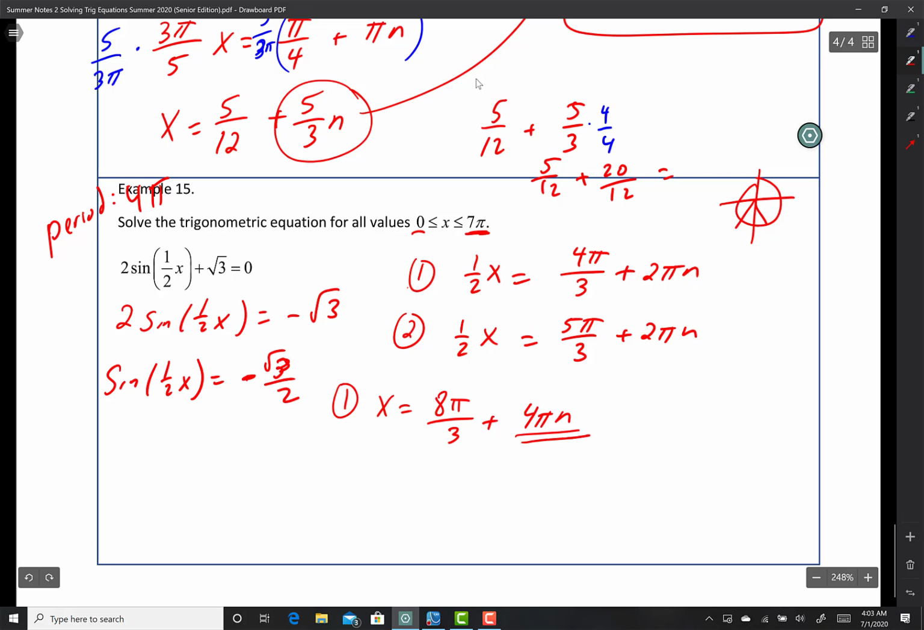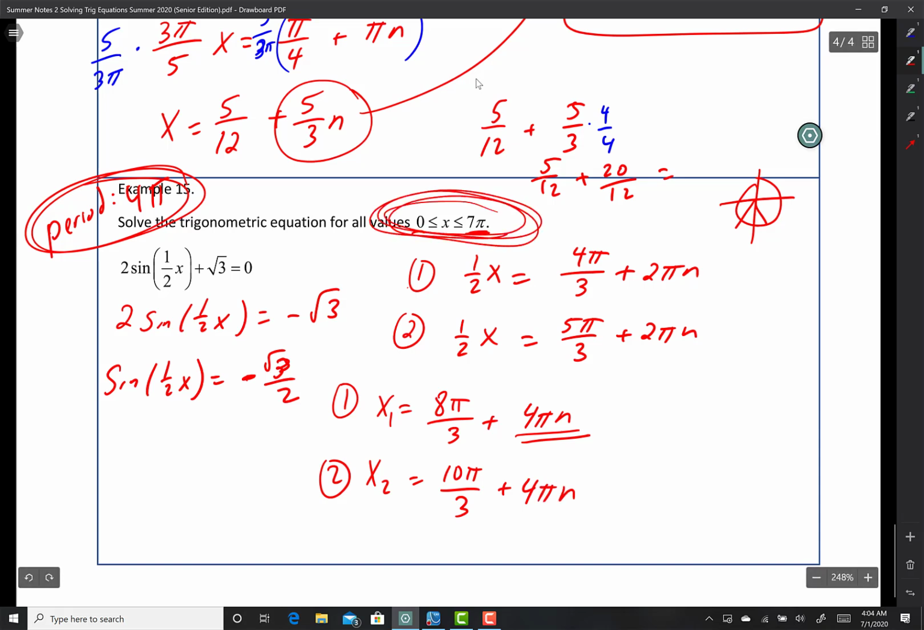That 4 pi n should not surprise you guys. That's my period. All right, I'm going to call that x1. And I'm going to go to x2 now. That's from equation 2 times 2. So I'm going to say x2 is 10 pi over 3 plus 4 pi n. Notice that if I add 4 pi, well, it's between 0 and 7 pi. So 4 pi is definitely between 0 and 7. So that means I can do one more from here and one more from equation 2. So I'm going to have 4 answers total.